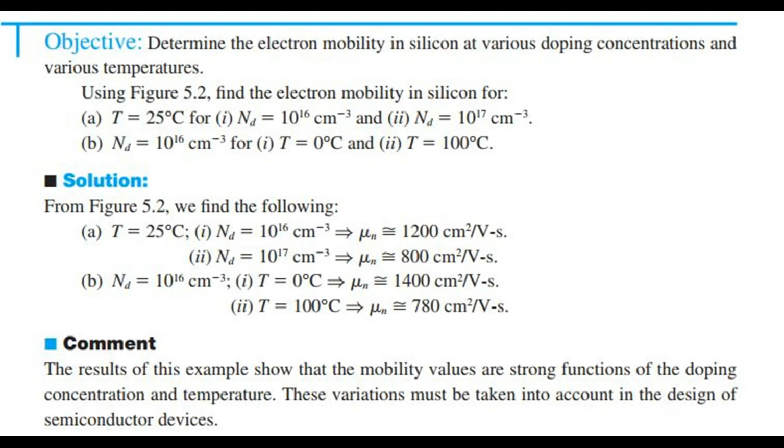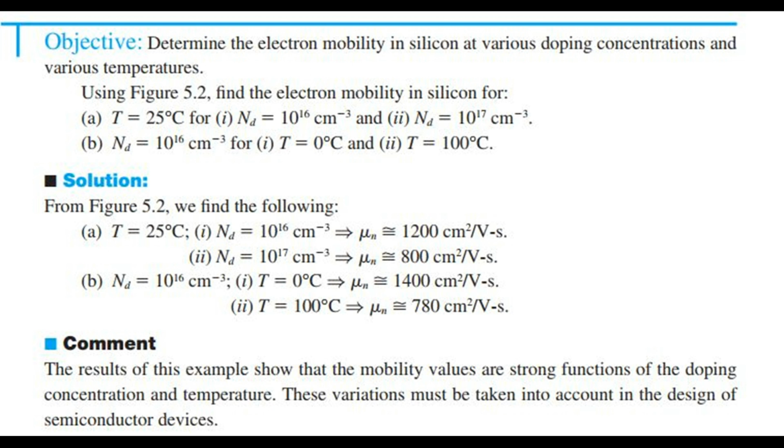Objective: determine the electron mobility in silicon at various doping concentrations and various temperatures. Using figure 5.2, find the electron mobility in silicon for a. T equals 25 degrees Celsius for 1, N_d equals 10 to the 16 per cubic centimeter and 2, N_d equals 10 to the 17 per cubic centimeter. b. N_d equals 10 to the 16 per cubic centimeter for 1, T equals 0 degrees Celsius and 2, T equals 100 degrees Celsius. Solution. From figure 5.2, we find the following.